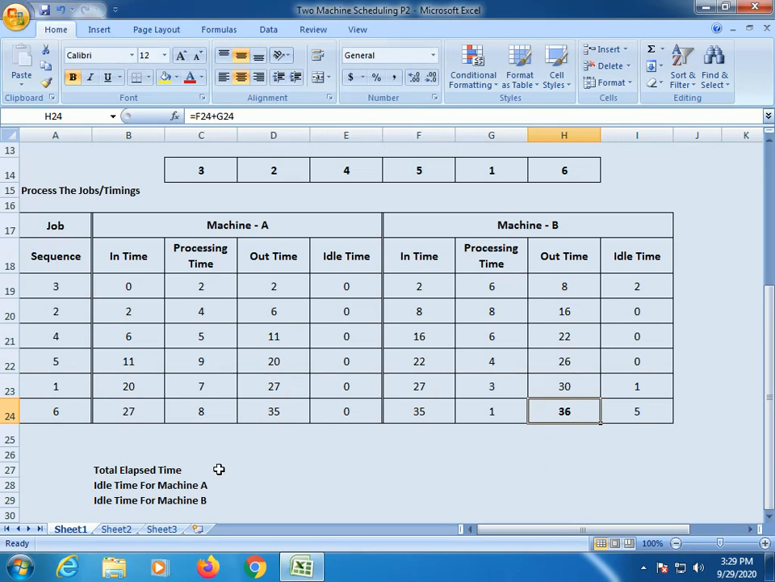So the total elapsed time is 36 hours, and we can complete all the jobs at 36 hours. This is called T, the total elapsed time.